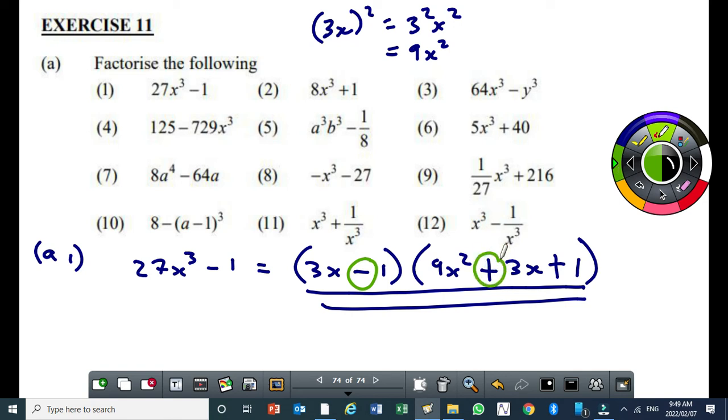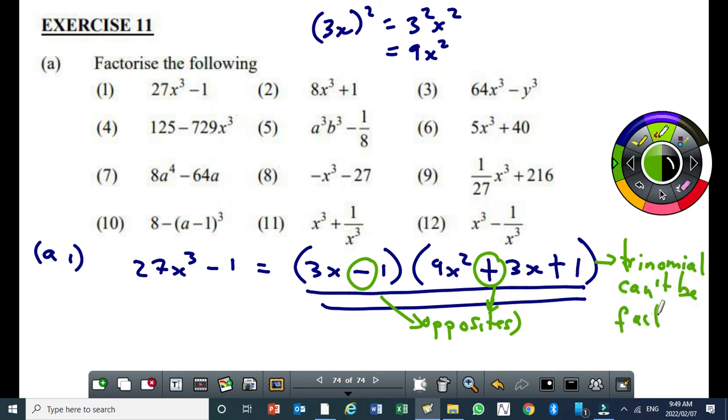So please take note here. They are what? Opposites. Take note of it. Right? Trinomial can't be factorized. Don't try it, you waste time. So you should not try to factorize the trinomial you get after factorizing a sum and difference of 2 cubes. It cannot be factorized. Okay? Don't even try it, you're wasting time.